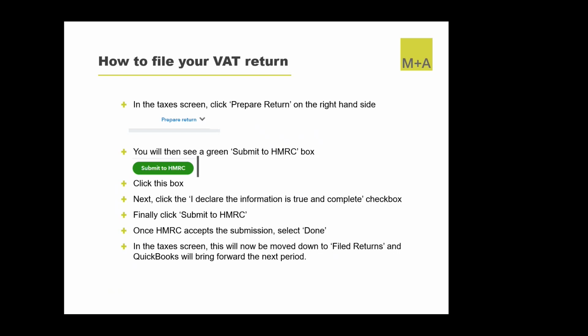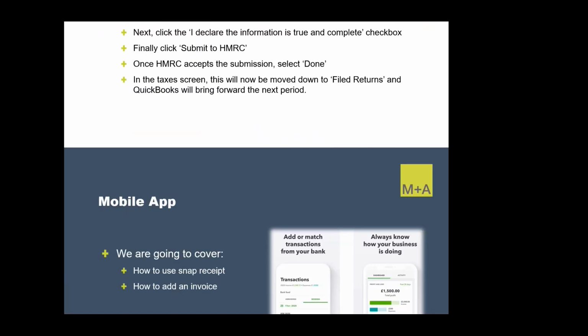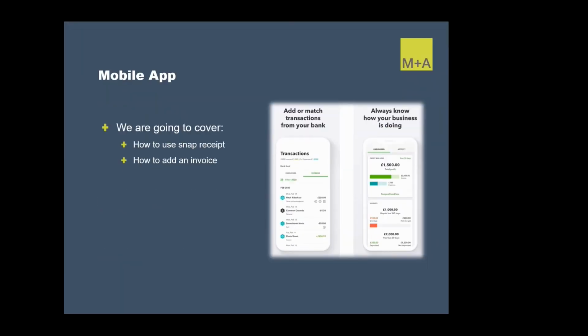In the taxes screen, this will now be moved down to filed returns and QuickBooks will bring forward the next period. And now I'll pass you back to Chelsea for the mobile app. Okay, so with regards to the mobile app, we're going to briefly cover how to use Snap Receipt and how to add an invoice.